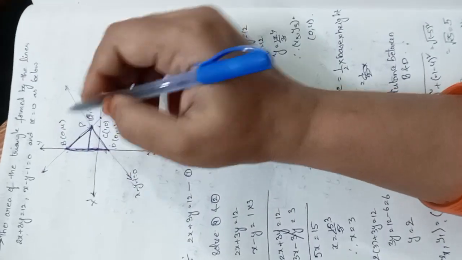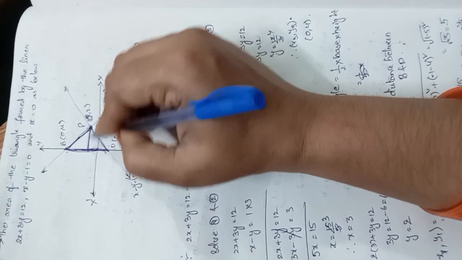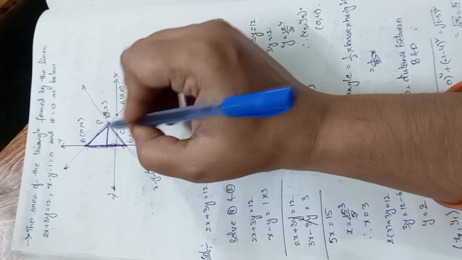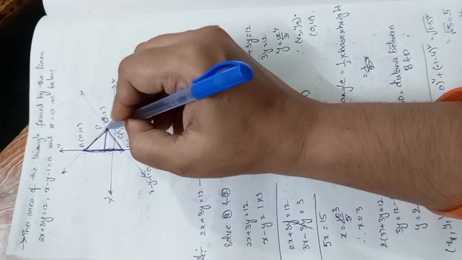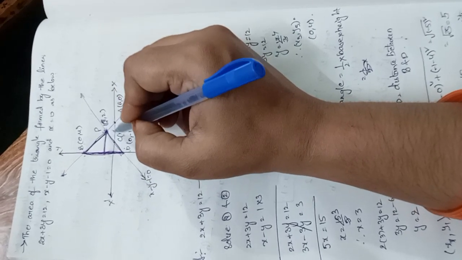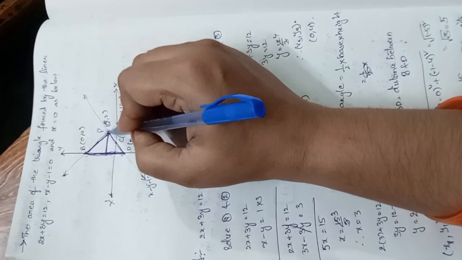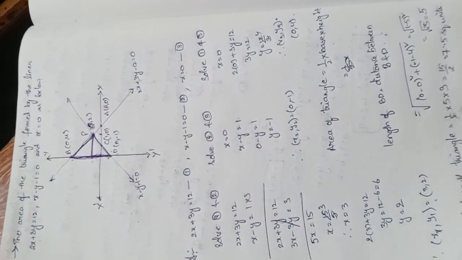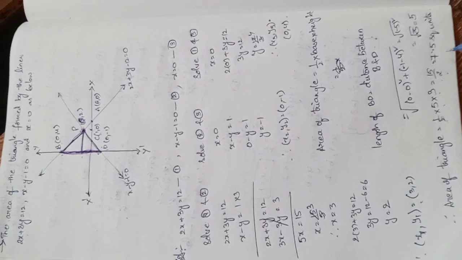Understood why we take 3? This is the triangle, no? This will be the base. From the base to the opposite vertex will be the height. On the coordinate axis, we can say the distance between the base and the opposite vertex is how much value it takes on the x-axis. So that will be 3, and that will be the height. Formula: half into base into height. So half into 5 into 3 equals 15 by 2, which equals 7.5 square units.